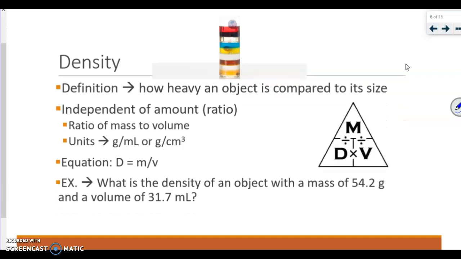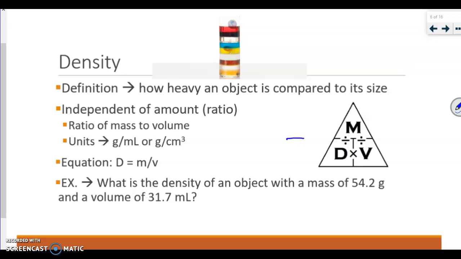Let's do some math. We're going to now spend some time talking about density, which is an intensive property of matter. Density is defined as how heavy an object is compared to its size. It is independent of amount. It is a ratio of mass to volume. Its units are grams per mL or grams per cubic centimeter. And the equation is density equals mass over volume.